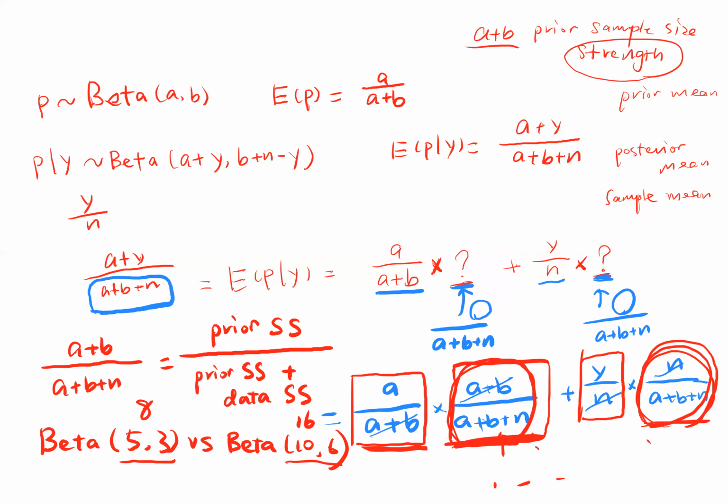Okay? Similarly, if I fix a plus b, like I'm just going to go with the same prior regardless, then if you have a larger sample size from the data, this term is going to be bigger, right? And that tells us that the larger the sample size from the data, the stronger its impact on the posterior.